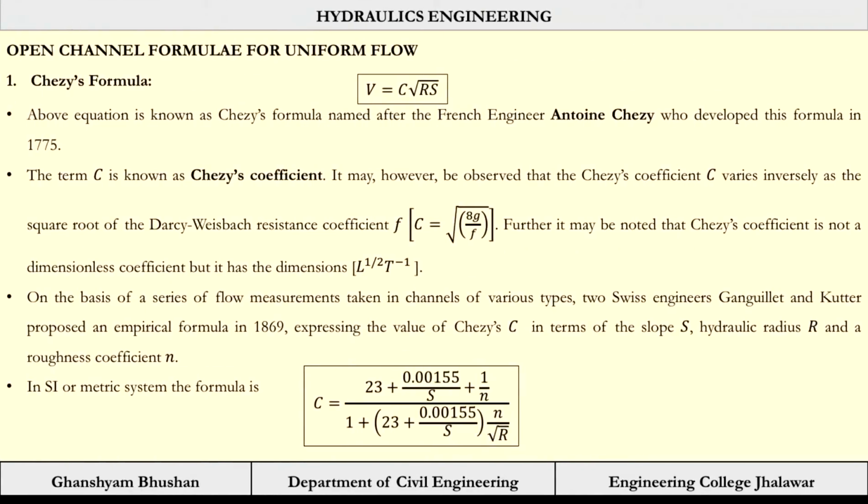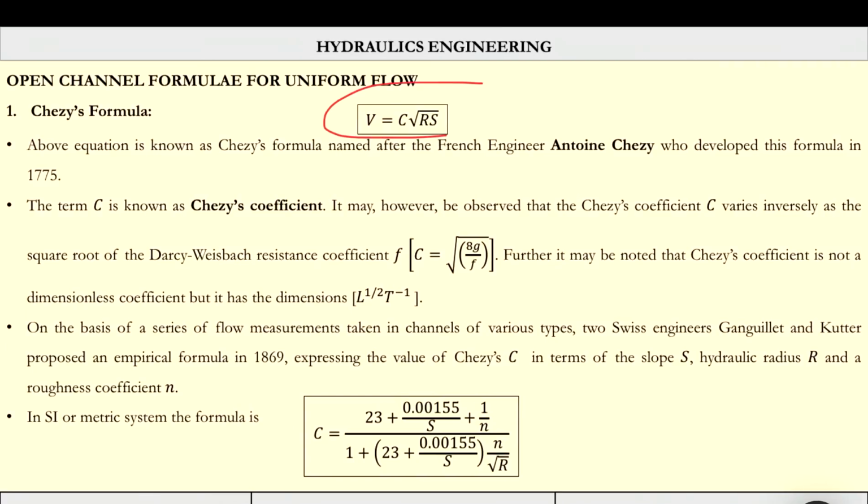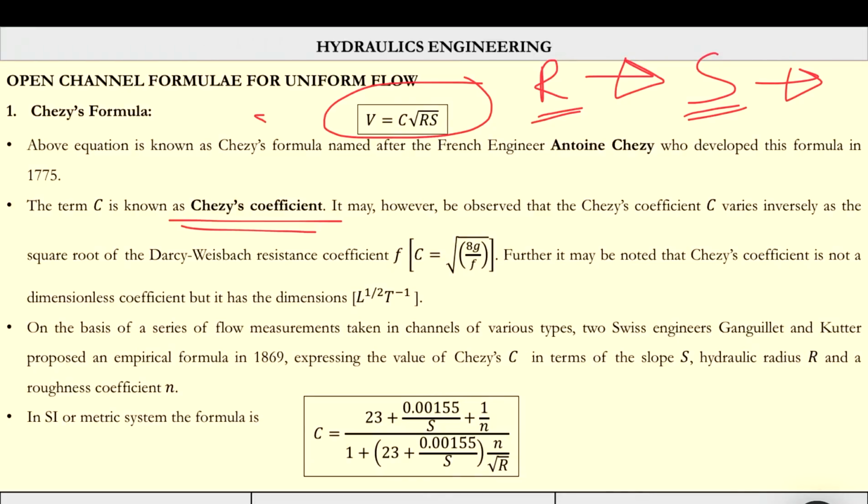Now let us see what equations we are going to use for calculating velocity. There are two very famous equations. First is Chezy's formula, given by Antoine Chezy, and second is given by Manning. These two equations we will be using very frequently. Chezy gave the equation for velocity as V equals C root of R S. R is the hydraulic radius, which we have discussed now. S is the bed slope. So it is C multiplied by root RS. C is Chezy's coefficient. This is an empirical equation.